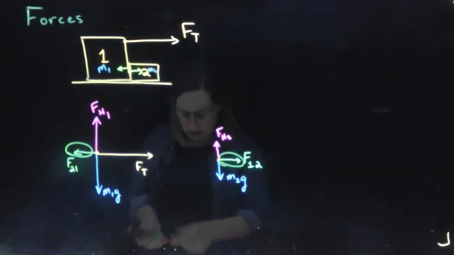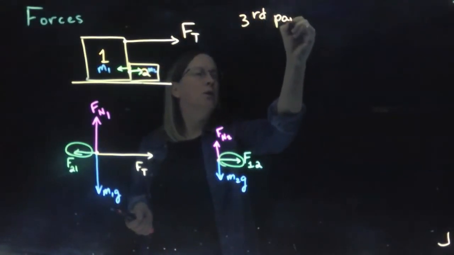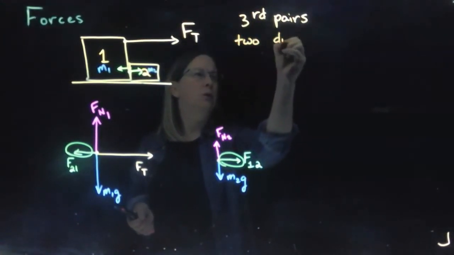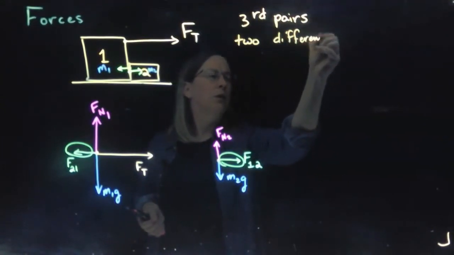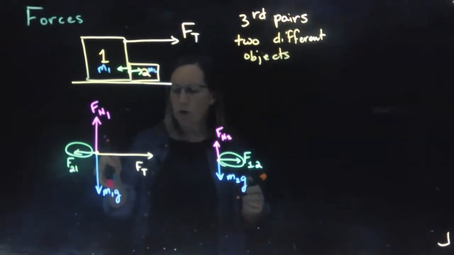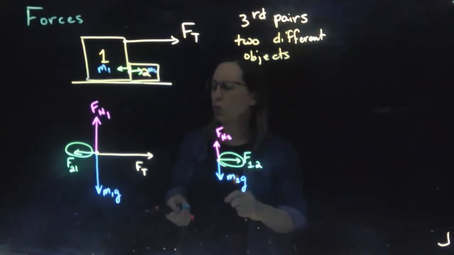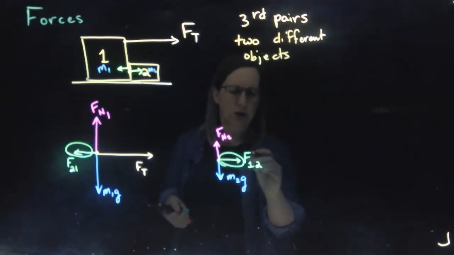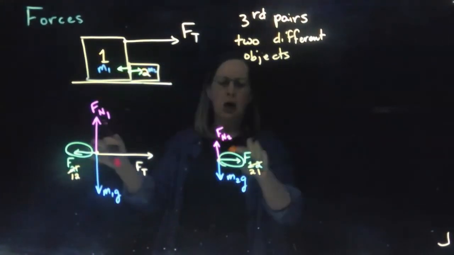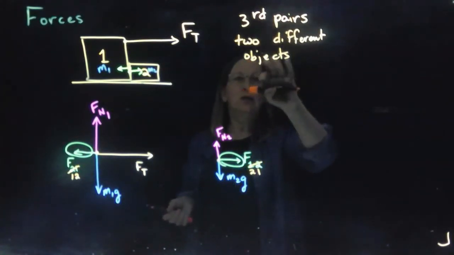And notice right away that these third law pairs, as I call them, act on two different objects. So they don't ever show up in the same force diagram. We've got the force that's on 1 due to 2, and the force that's on 2 due to 1. Some people write the subscripts this way, and some people write them like this. It doesn't matter to me which way you do those, as long as you label them. And if you want to just call them an interaction pair, that's okay as well. But these are on two different objects.